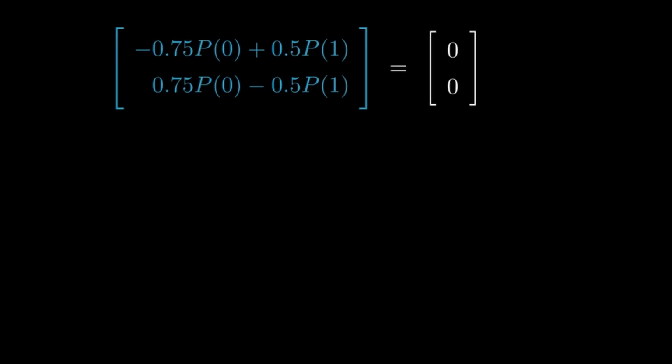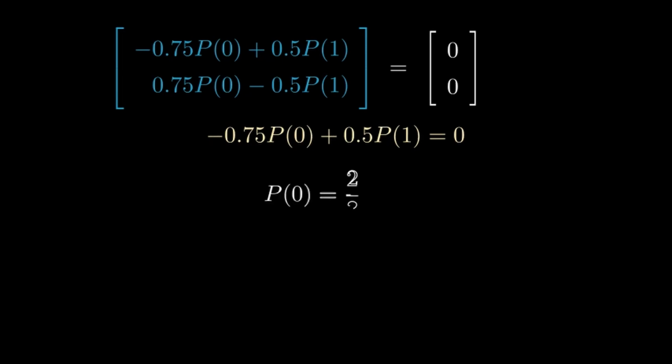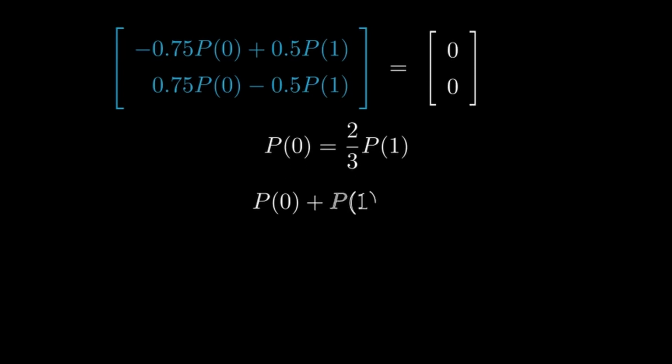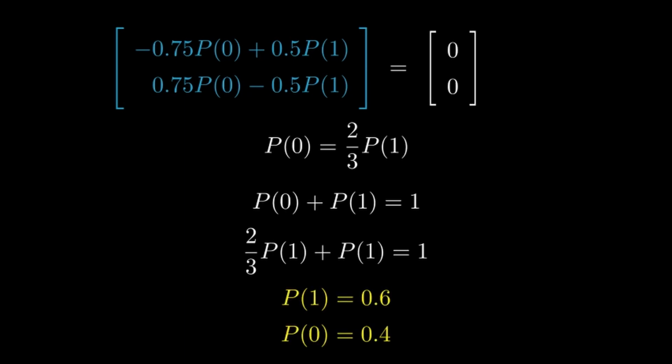At this stage, you can choose any equation to be 0. I will just choose the top one. So we have negative 0.75 p0 plus 0.5 p1 equals 0. And from here, we know p0 equals 2 over 3 p1. And by the way, we also know that p0 plus p1 equals 1. That's because the total probability always equals 1. And if we sub in our values, we find out that p1 equals 0.6 and p0 equals 0.4.